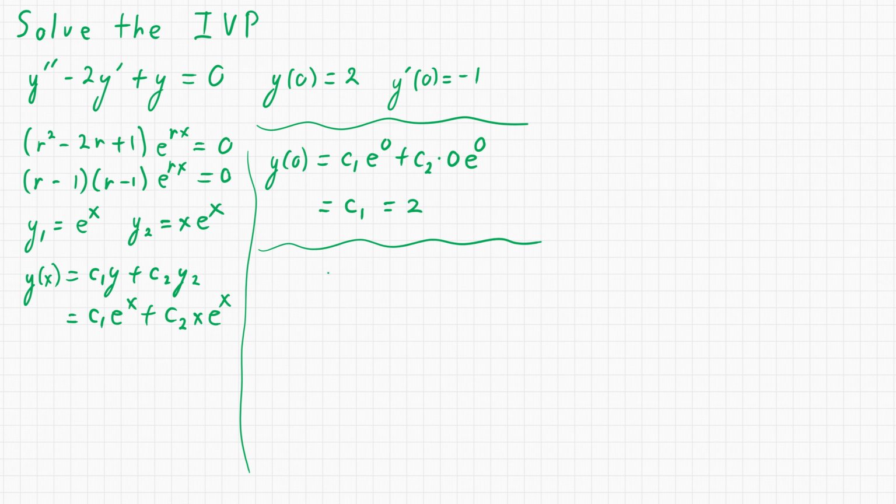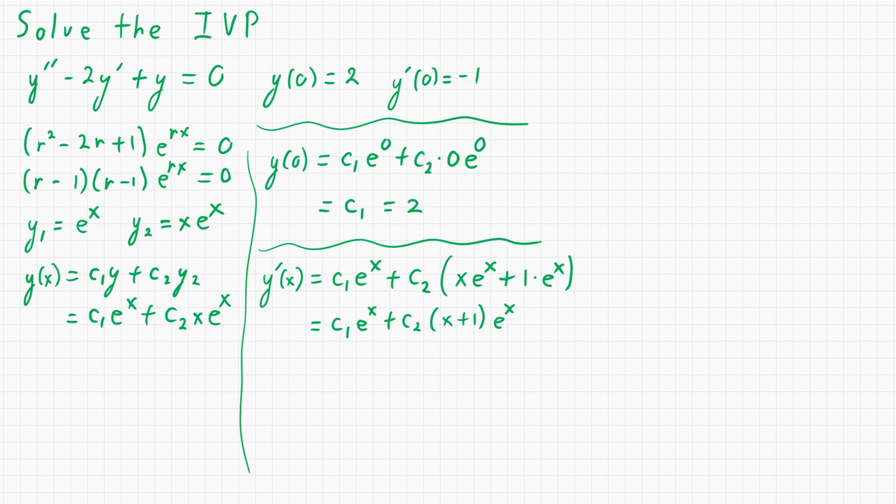Well, what about the other initial condition? What about y prime? Well, that one's a little annoying because we have to actually compute y prime. So y prime of x is going to be c1 e to the x, right? Derivative of e to the x is e to the x. And then plus c2, and we're going to have to do a product rule here. So let's do the non-derivative of x times derivative of e to the x, that ends up being x e to the x. And then plus the derivative of x, which is 1, times non-derivative of e to the x. Which, if we rewrite that a little, is c1 e to the x plus c2. We can pull out the e to the x, we get (x plus 1) e to the x.